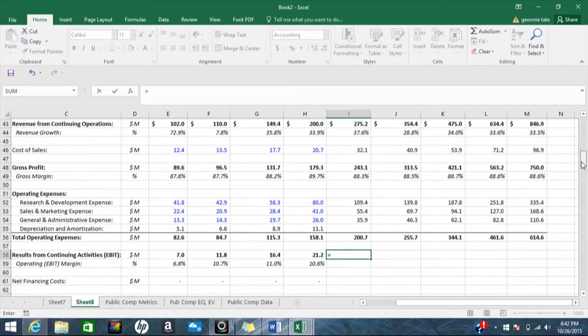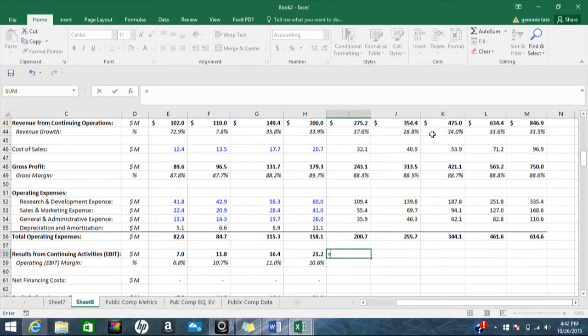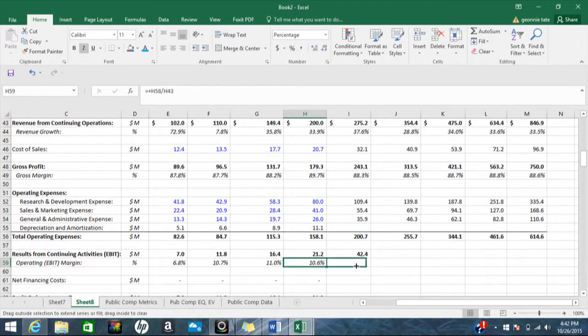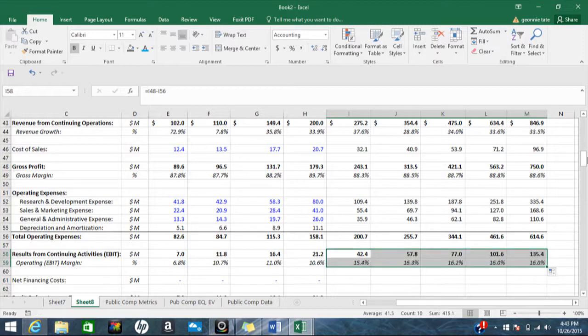That's earnings before interest and taxes. And all I take is my gross profit, subtracted by my total operating expenses here. And that's just the operating margin here, where you take the total EBIT here and divide it by revenue. I'm just going to copy both of those over.